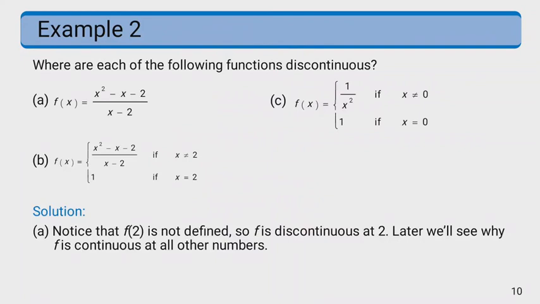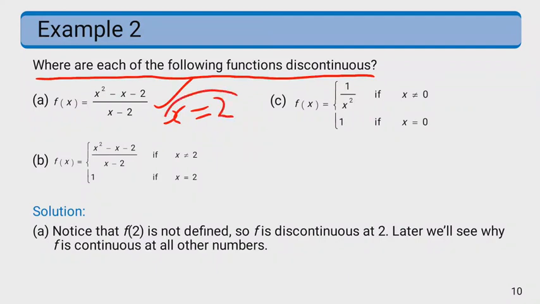Now, here are other examples, 3 examples in this case. And then the question is, where are each of the following functions discontinuous? Number A, you can already see that it's not defined at x equals 2. So we already suspect that this point might be a discontinuity, where the function is not continuous at this point.